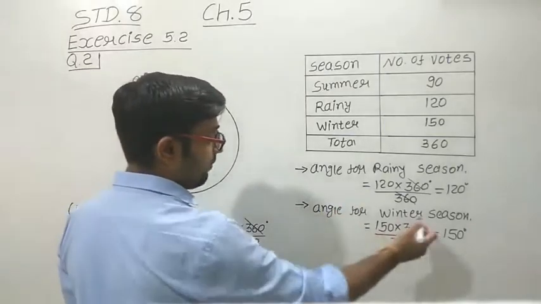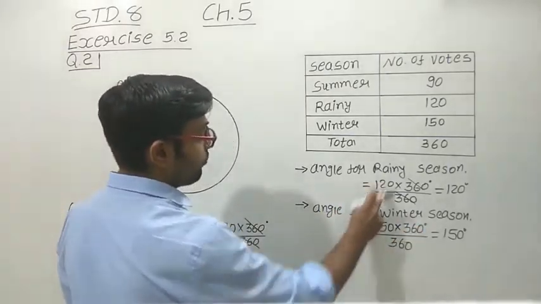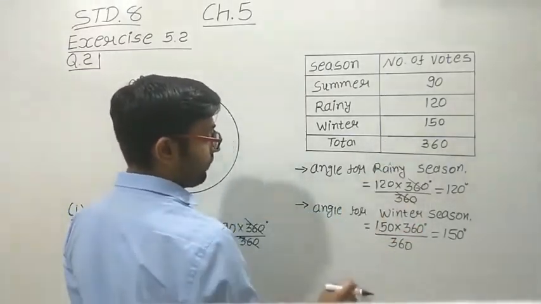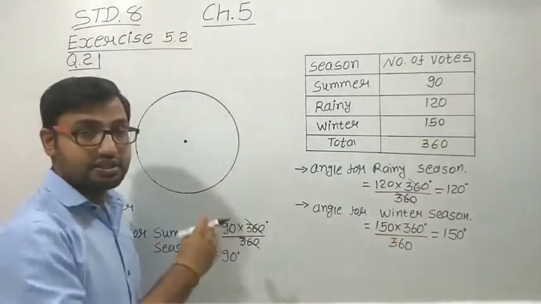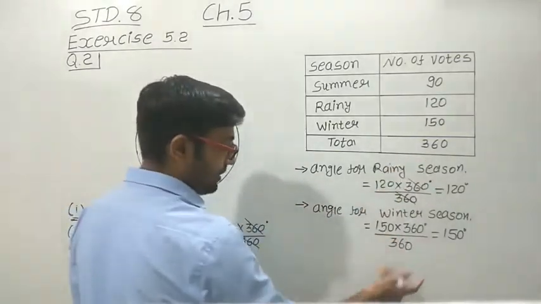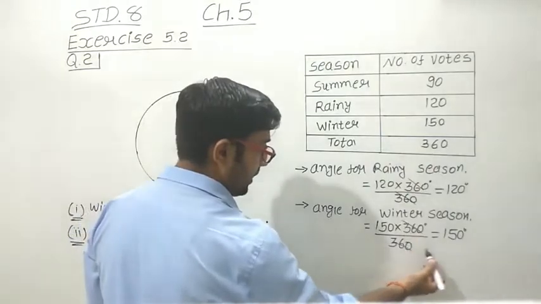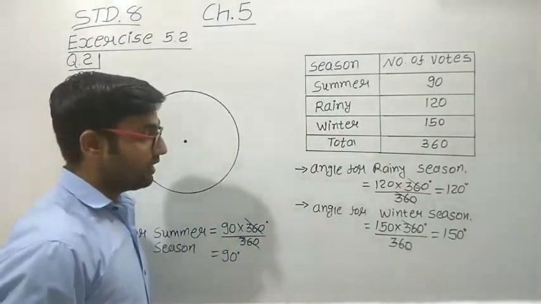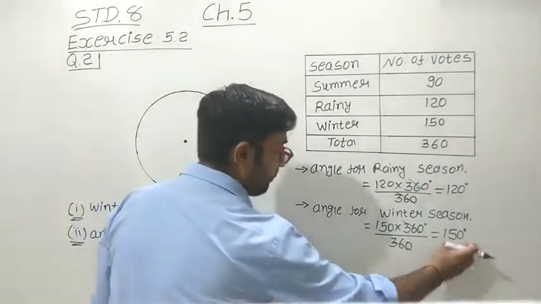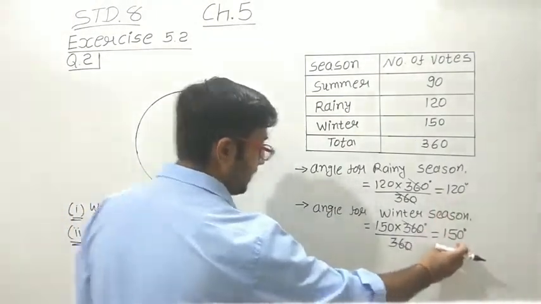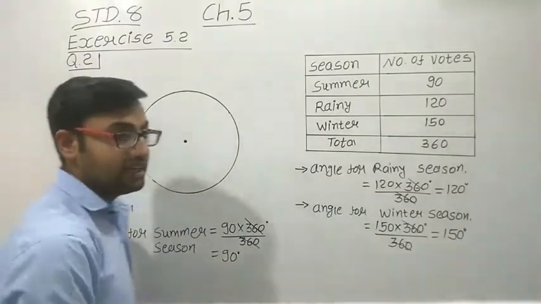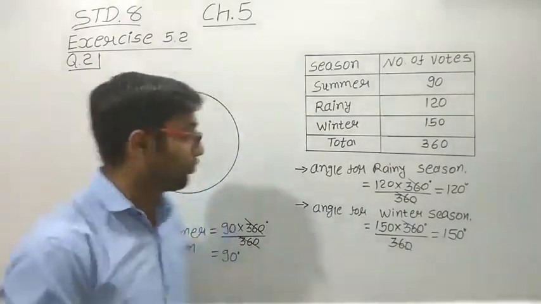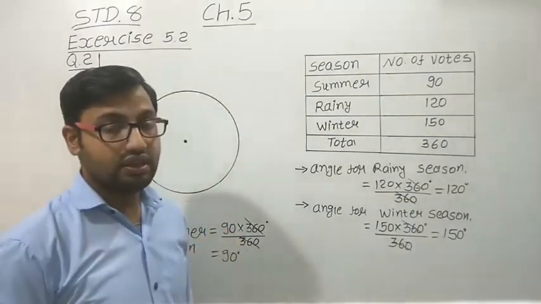Now for the winter season, the number of votes is 150, multiplied by the total angle of 360 degrees, divided by the total people, again 360. When we cancel, we get 150 degrees as the answer. Let us check the total angle: 150 plus 120 is 270, and 270 plus 90 is 360 degrees. So we get the total angle.